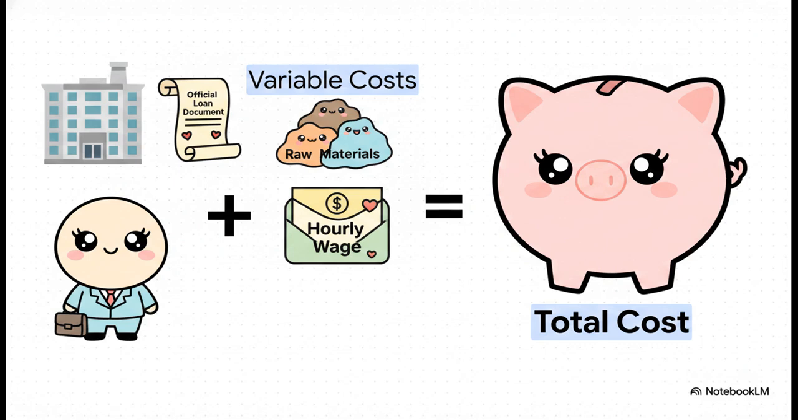On the flip side, we have variable costs. These fluctuate directly with your output. If you make 0 products, you buy 0 raw materials. But if you pump out 10,000 units, your raw material costs and hourly wages shoot up proportionately. You add these two together and boom, you've got your total cost.